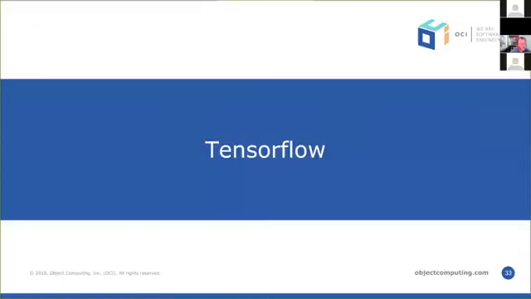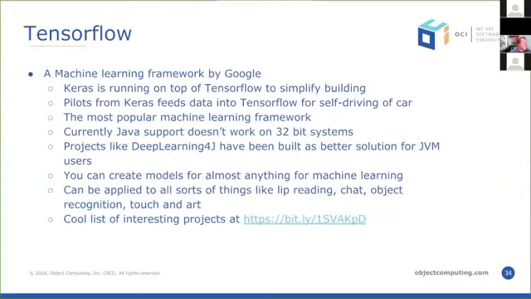All right, so what is TensorFlow? TensorFlow is like the heart of Google's project for AI. It's a machine learning framework by Google. Keras runs on top of that, but Keras is providing basically pilots, which is a car implementation of that. And this is probably the most popular machine learning framework out there. The Java support is a bit lacking in 32-bit systems, especially on the ARM Pi platform. But projects like Deeplearning4j were made out of a need due to the lack of support in that area, and they are kind of taking that torch forward.